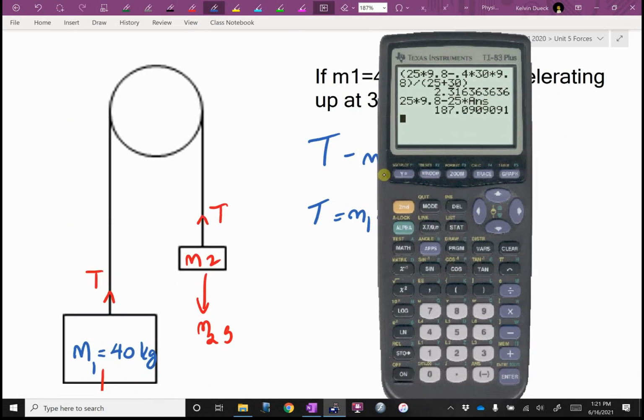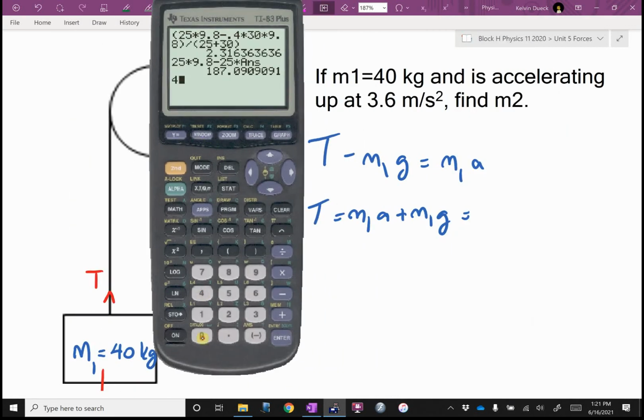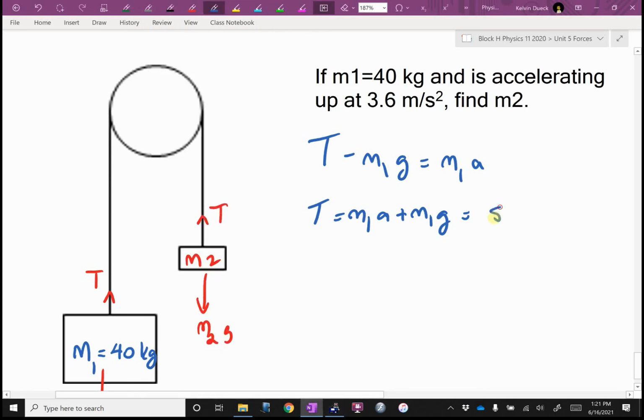M1 was 40 times 3.6 plus 40 times 9.8. And I get a tension of pretty big 536 newtons. Since M1 is accelerating up, M2 is going to be bigger than 40. I can tell you that. How will I find M2?